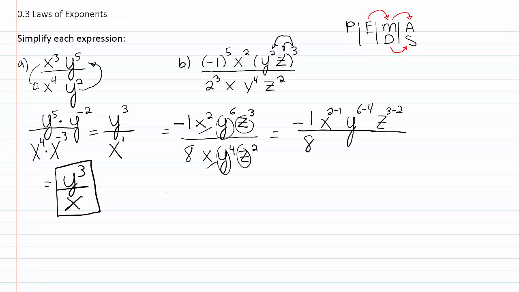And when you're finally finished with this problem, you end up with negative 1/8. And in the numerator, you'll have x to the 1 power, y to the 2nd power, and z to the 1 power. And that's the solution to this problem.